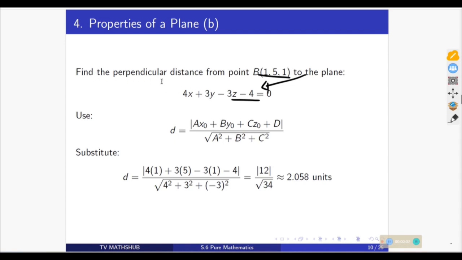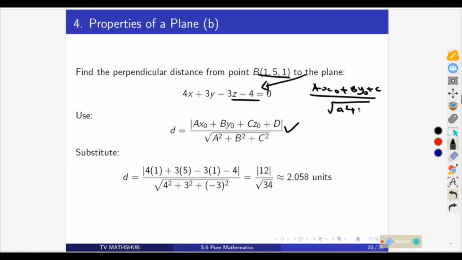That is asking us to find the perpendicular distance from point B, which is given as (1, 5, 1), to the plane 4x plus 3y minus 3z minus 4 equaling 0. We shall be using the formula which says that d, the perpendicular distance, is the magnitude of a x naught plus b y naught plus c z naught plus d, upon the square root of a squared plus b squared plus c squared. That is for when you are dealing with x, y, and z. If you are dealing with only x, y coordinates, you simply use a x naught plus b y naught plus c, divided by the square root of a squared plus b squared. That is for the x, y plane, but for our case we are looking at xyz, so we use the first expression.